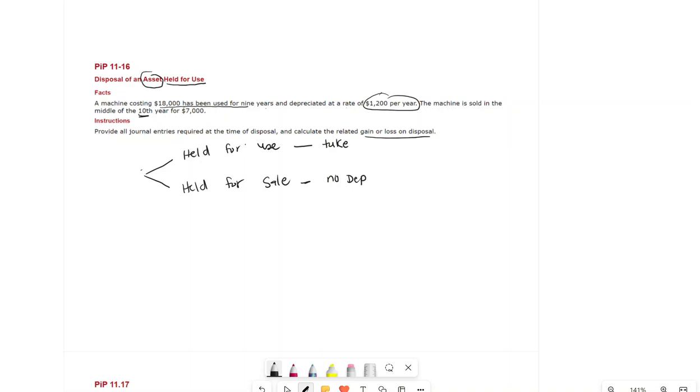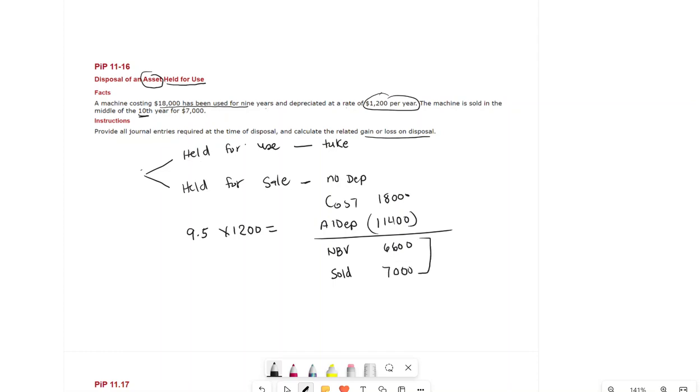If it's the middle of the 10th year, that means 9.5 times your 1,200, which gives me the accumulated depreciation we have taken on the asset. That will be 11,400. And what was the cost? The cost was 18,000, less the accumulated depreciation. The net book value was 6,600, and we sold it for proceeds of 7,000. Since proceeds are more than the net book value, we have something called a gain on disposal.